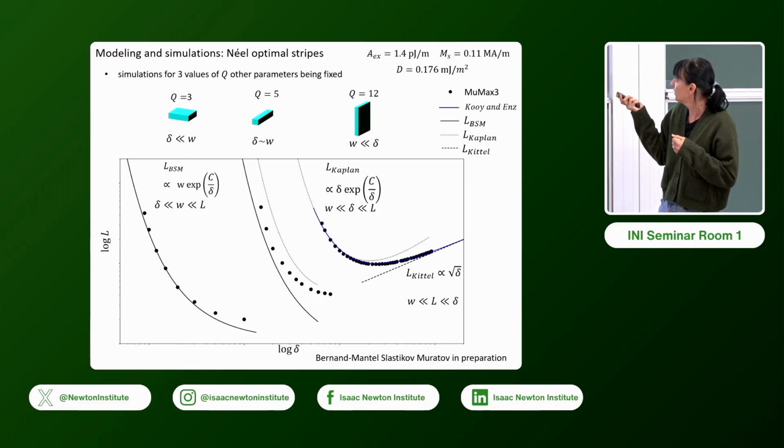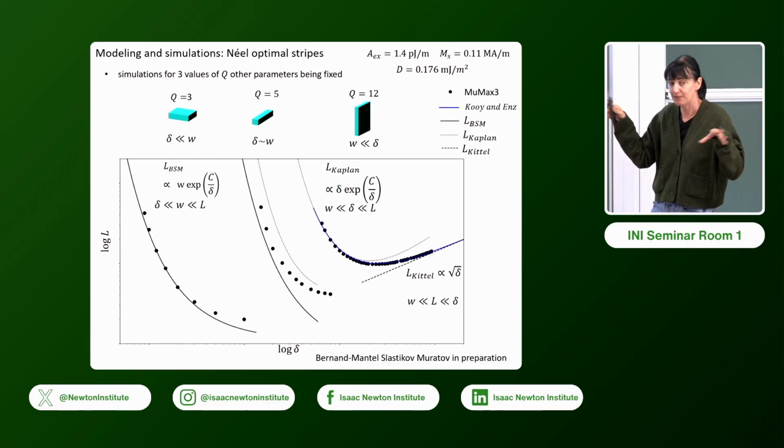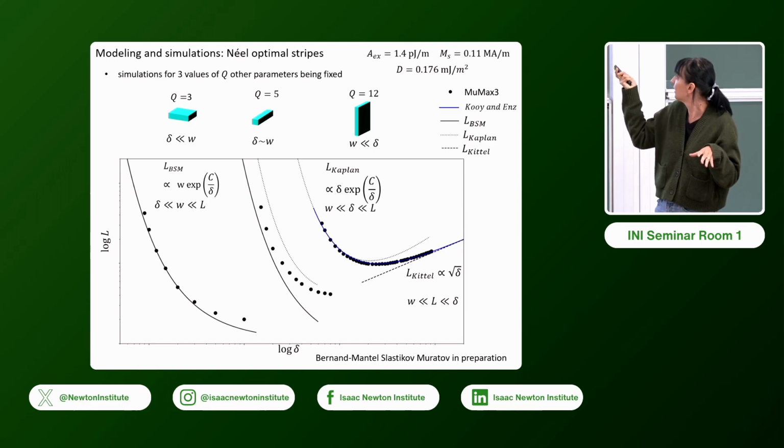So I carry out 3 simulations for 3 different values of Q, and here I represent the shape of the wall, where you can see that there is a transition from this flat wall, which is called ultra-thin film regime, to the Kaplan-Kittel regime. So here there are 3 zones where there is a good agreement with this analytical model. So there is this ultra-thin film regime, there is a Kaplan regime, and there is a Kittel regime.